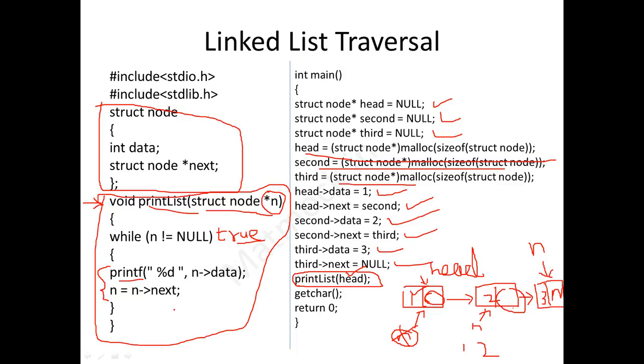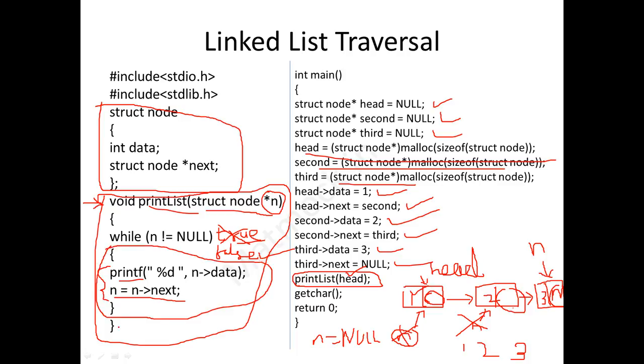Why will n point to this node? Because of this line, n is equal to n of next. Now n will not point to the second node. Now check if n is null. n is pointing to the third node, so n is not null, hence true. Come inside and print the data. Now n is equal to n of next. What is n of next? It is null. So n becomes null. If n is null, then n not equal to null will be false. Now this is false, so it will not execute this while loop.